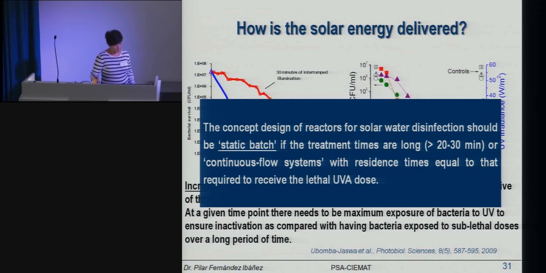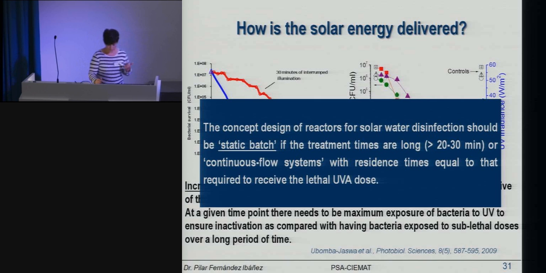So the concept design of reactors for solar water disinfection could be a static batch if the treatment time is long, between 20 to 30 minutes, or continuous flow systems with residence times equal to that required to receive the lethal UV dose, in case we have more sensitive microorganisms.